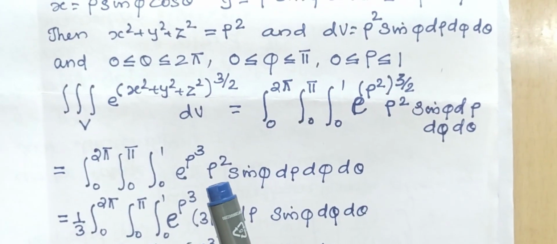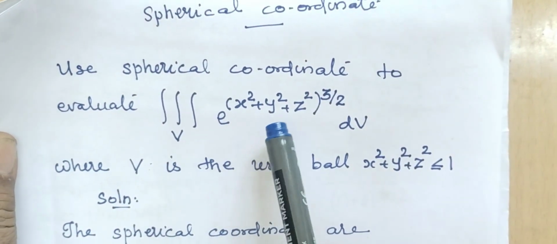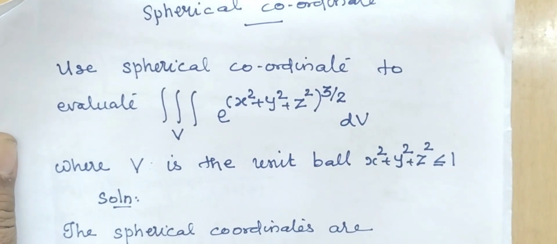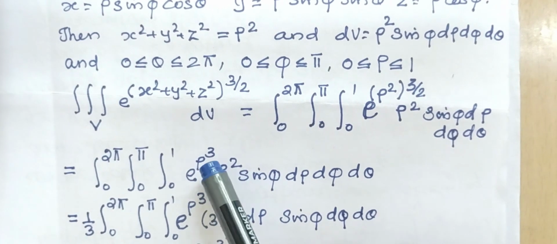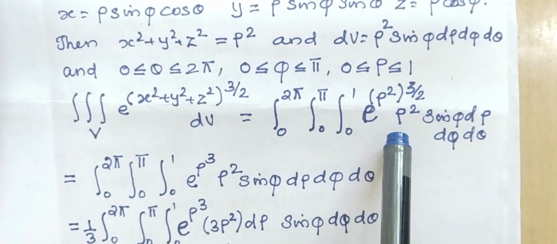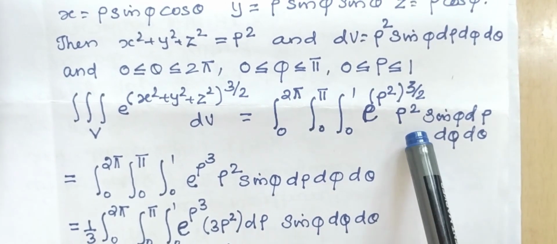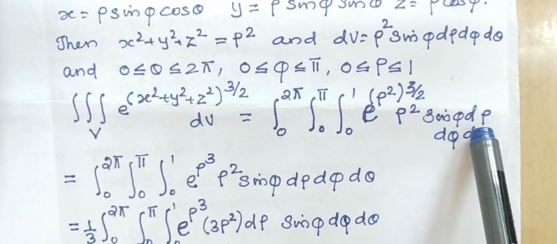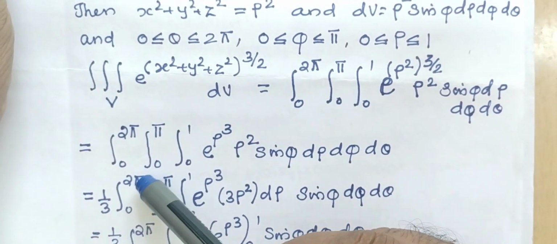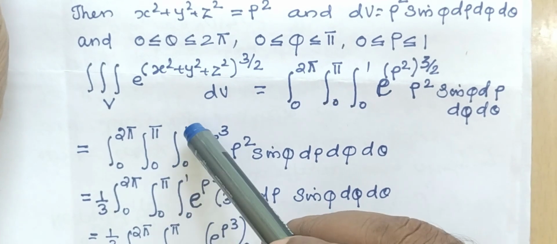Now we can substitute all these values in the given integral. What is the integrand? That is e power x square plus y square plus z square whole power 3 by 2 dV. So x square plus y square plus z square is equal to rho square, power 3 by 2. Then dx dy dz becomes rho square sin phi d rho d phi d theta. And theta varies from 0 to 2 pi, phi 0 to pi, rho 0 to 1.